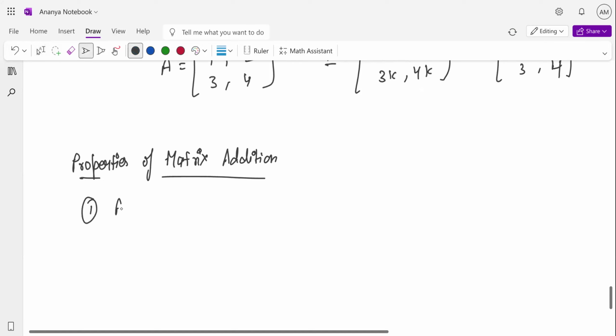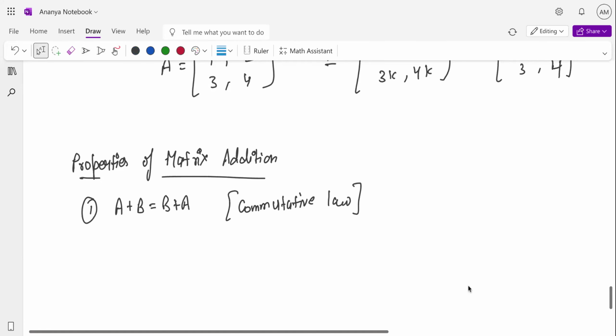First of all, you have already seen this property, right? Yes, sir. Commutative property. Yeah, we call it the commutative property.